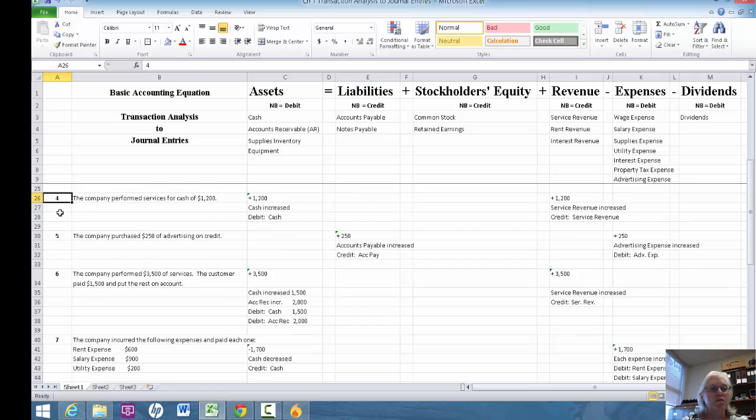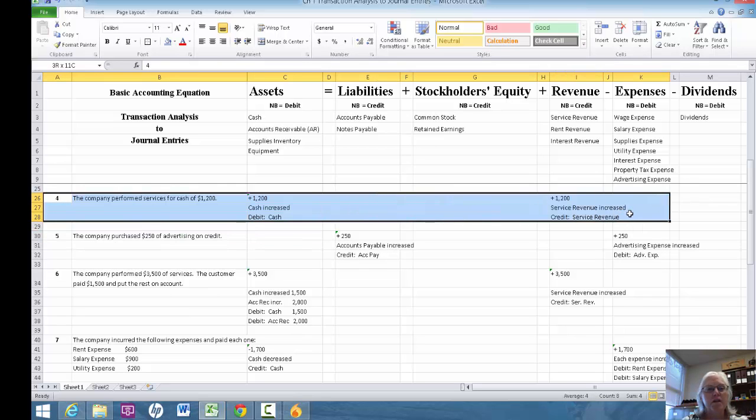Transaction 4, the company performed some services and the customer paid us cash of $1,200. So our assets increased, which is cash. We increased cash with a debit. And we earned our revenue because we performed the service. We record revenue when we earn it. So when service revenue increases, we increase service revenue with its normal balance of credit. So debit cash, credit service revenue when we perform a service for cash.